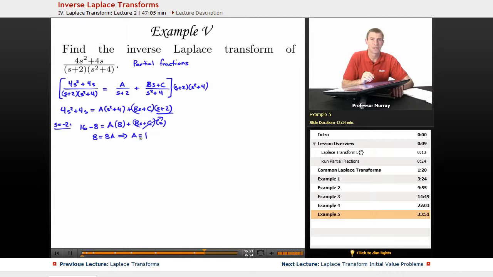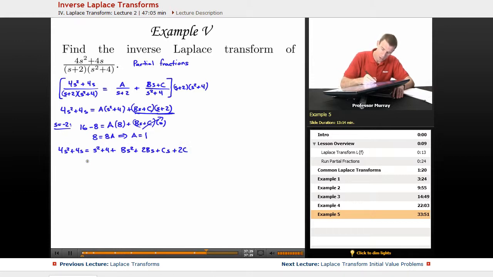And that's kind of as far as we can take it in terms of cleverness. Now we have to actually expand out that expression on the right. It's a little messy, but it's not too bad. 4s squared plus 4s. I've already figured out that my A is 1, so I'm going to write s squared plus 4. Now I'm going to expand out this Bs plus C times s plus 2. So that's Bs squared plus 2Bs plus Cs plus 2C.